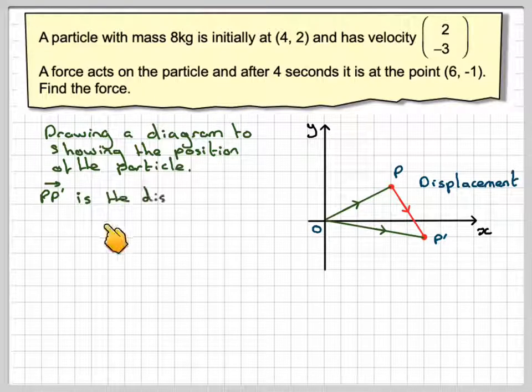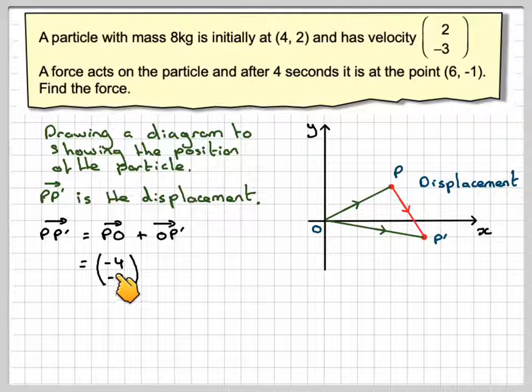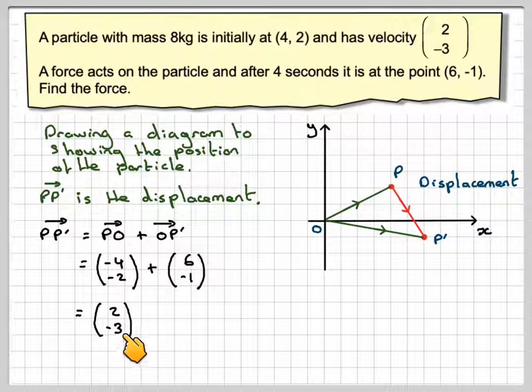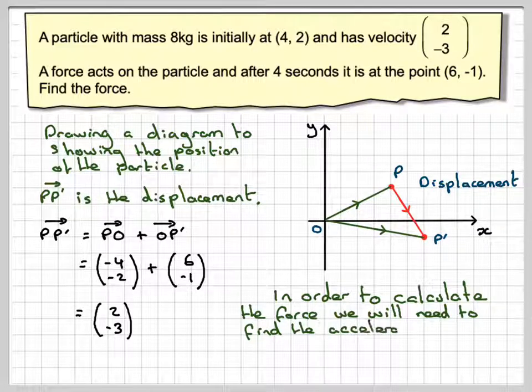So to find this vector, P P dash, which we're going to call the displacement, P P dash is the same as going PO plus OP dash. So it's going to be minus (4, 2), so you go against this one, and then you go with this one, (6, -1), which is going to give you (2, -3). Right, so in order to calculate the force, as already said, we need to find the acceleration.